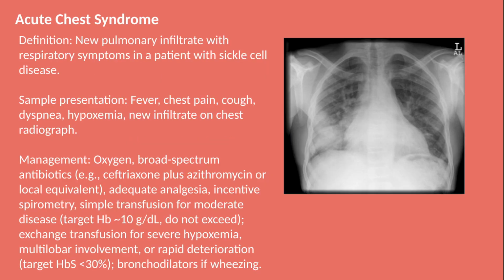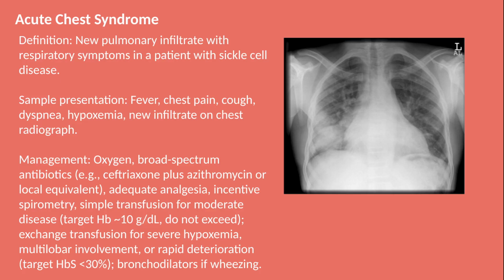Acute chest syndrome is a new pulmonary infiltrate with respiratory symptoms in a patient with sickle cell disease, and it is among the leading causes of death in this population. Expect fever, chest pain, cough, dyspnea, hypoxemia, and a new opacity on the chest radiograph, and know that it often develops 1 to 3 days after admission for a pain crisis driven by splinting, hypoventilation, opioids, and fluid administration.